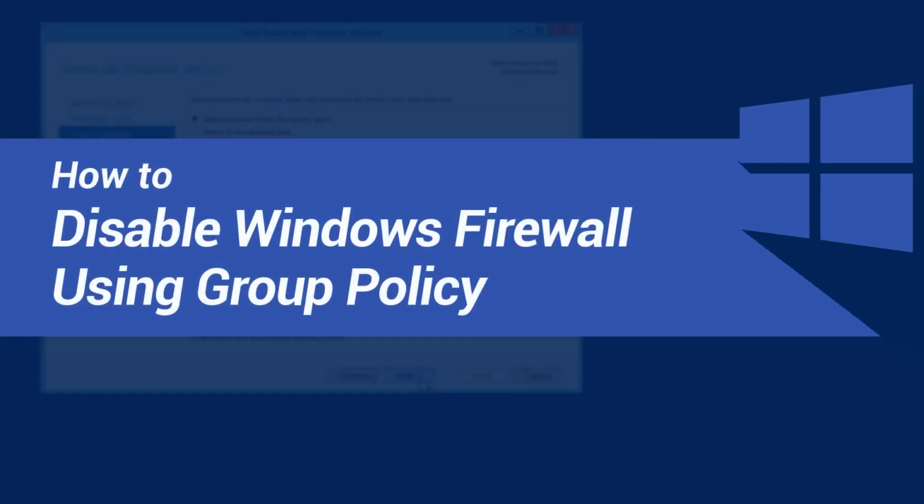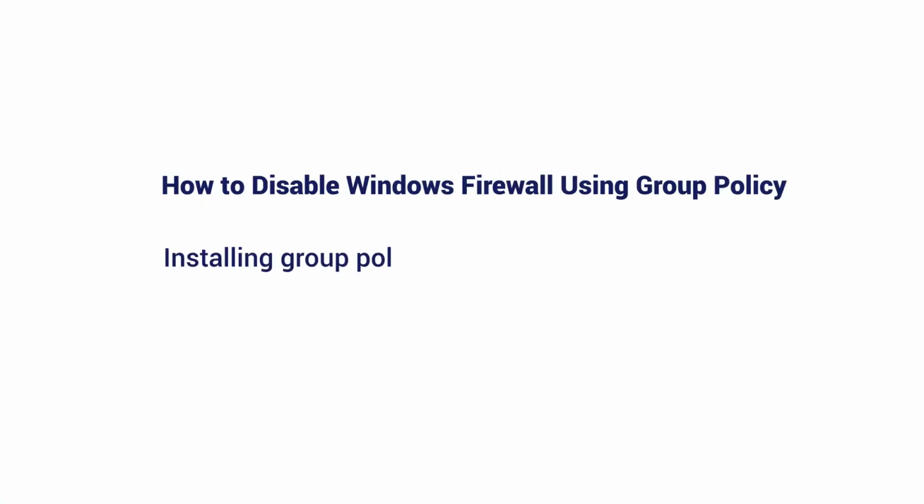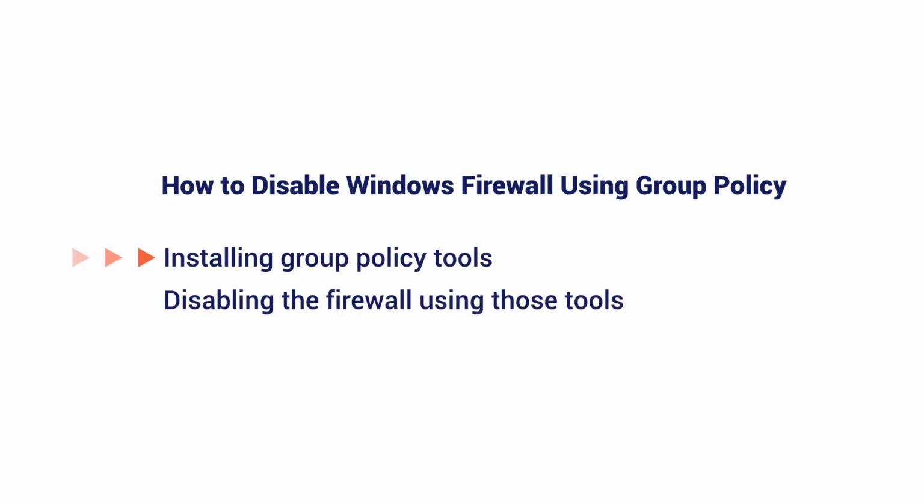Lily is back with a new tutorial on how to disable Windows Firewall using group policy. This process involves two steps: installing group policy tools and disabling the firewall using those tools.